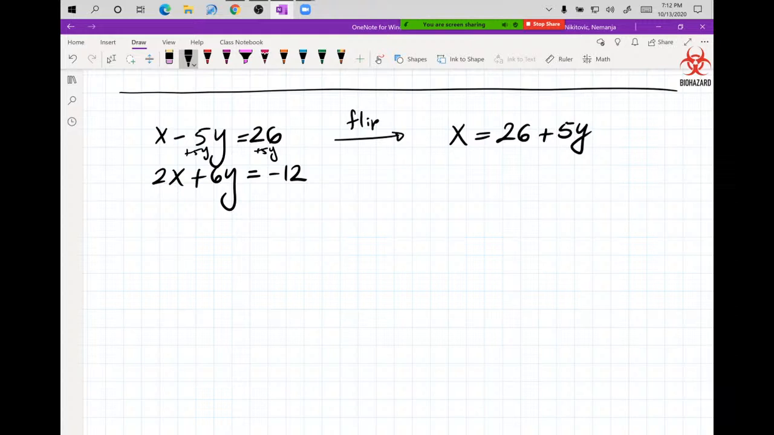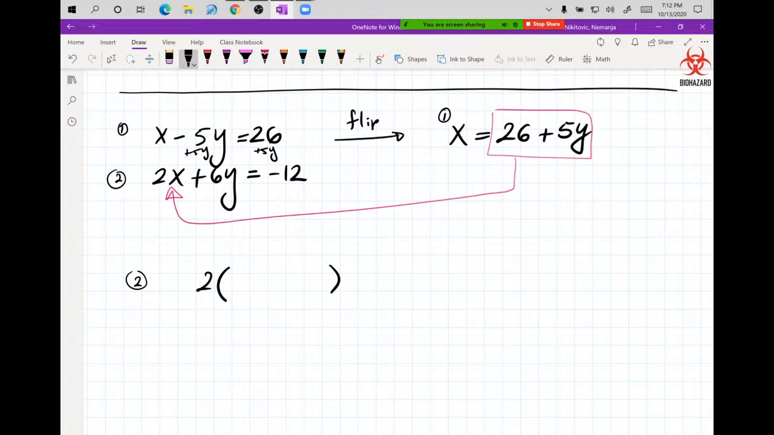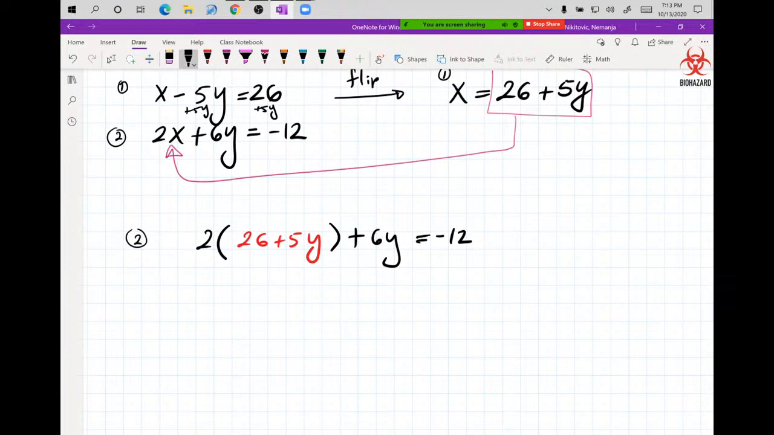But we turned that equation into an x equals equation. So since that happened in equation 1, we will plug this mess into equation 2. So now my equation 2 is 2 times the mess plus 6y equals negative 12. Now instead of x, I am substituting 26 plus 5y. And then we go and we compute. 2 times 26 is 52 plus 10y plus 6y equals negative 12.